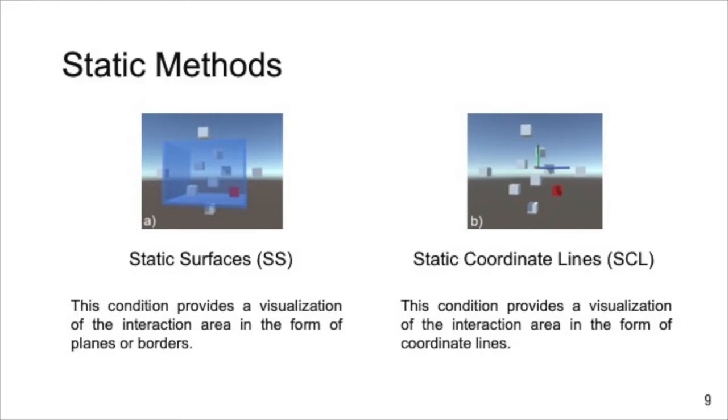Static coordinate lines. In this approach, as long as the user's hand is inside the interaction volume, the distance to the volume surfaces is shown through a 3D coordinate axis. The position of the coordinate center follows the hand position. The length of the line indicates the distance to the boundaries.